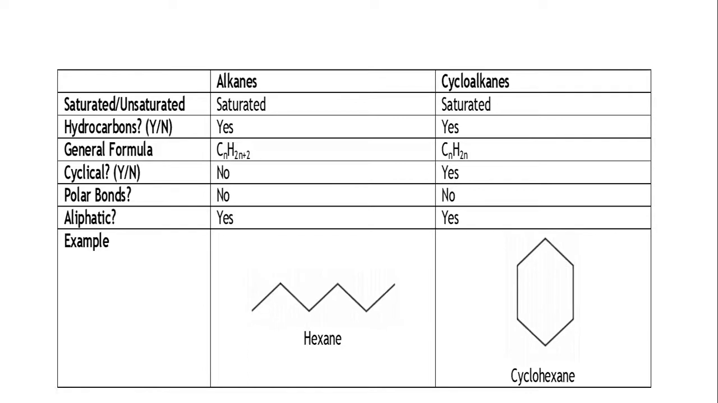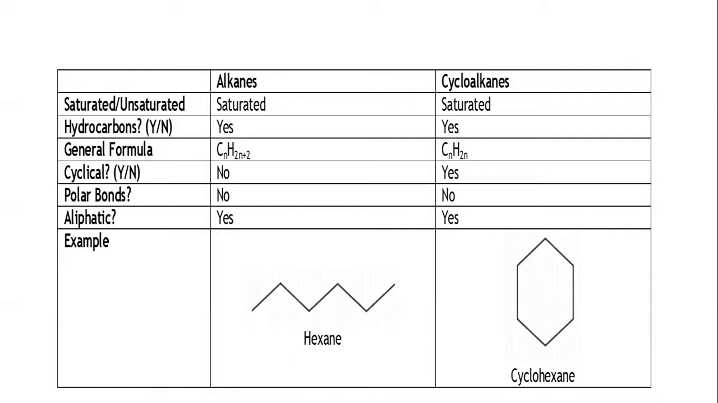cycloalkanes. So first of all, both are saturated. The reason for this is there are no double or triple bonds. They're all C single bond C, so nothing's different there. They are both obviously hydrocarbons. There is nothing else, only hydrogen and carbon. This is where we start to see the first differences. The general formula, we just explained that. There's two extra hydrogens in an alkane, which are lost when the ring joins up in a cycloalkane.